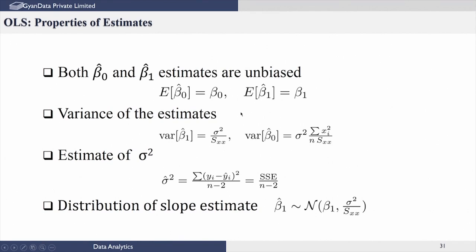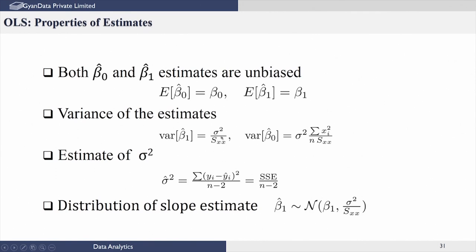The second important property that we need to derive about the estimates is the variability of the estimates. Notice we get different estimates of beta naught hat depending on the sample that we have derived, and therefore we want to ask what is the spread of these estimates of beta naught hat and beta 1 hat if we were to repeat this experiment. We can show, based on the assumptions we have made, that the variance of beta 1 hat will be equal to sigma squared divided by Sxx.